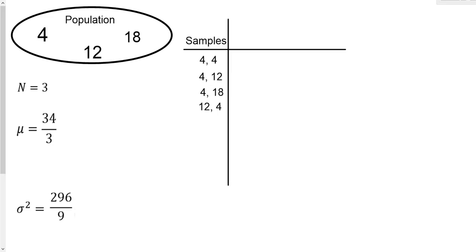Then I could reach in first and pull out a 12. I could get a 12 and then a 4, a 12 and then a 12, a 12 and then an 18. Those are all the samples where I first pull out a 12. And I'm going to do the same thing with 18. I reach in first and get an 18, 4, or 18, 12, or it could be an 18 and an 18. Once I have all of that, those are all my possible samples of size 2. That's every single possible sample of size 2.